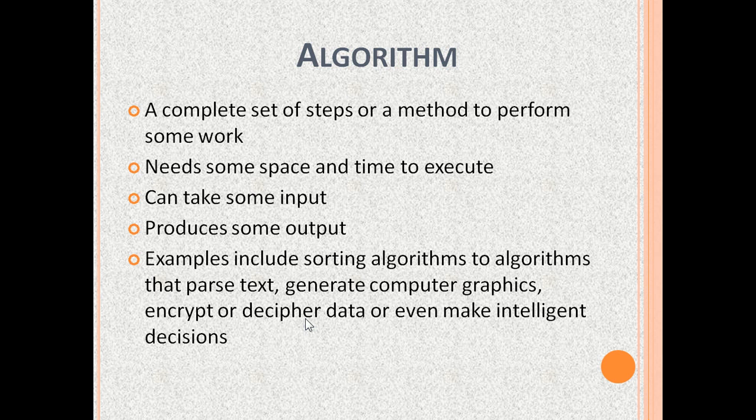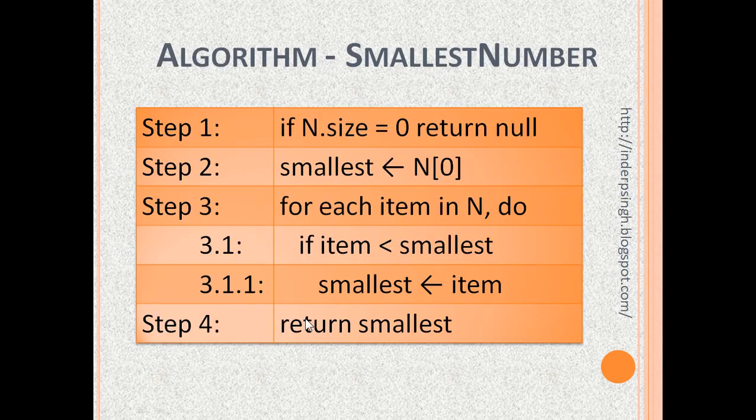Now let us see an example algorithm. This algorithm finds the smallest number in a list of numbers. The input to this algorithm is a list of numbers, say n. The output of this algorithm is the smallest number in the list n. Notice that the language used to write this algorithm is similar to any programming language. This kind of code is called pseudocode.